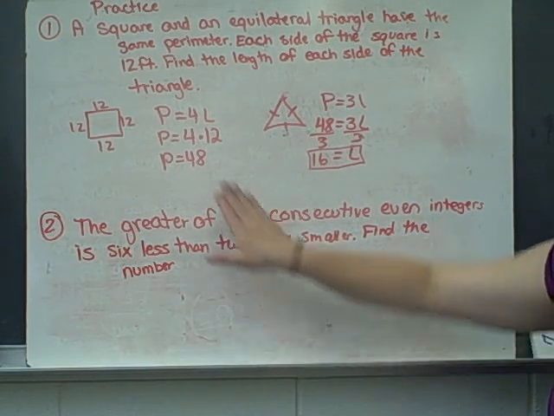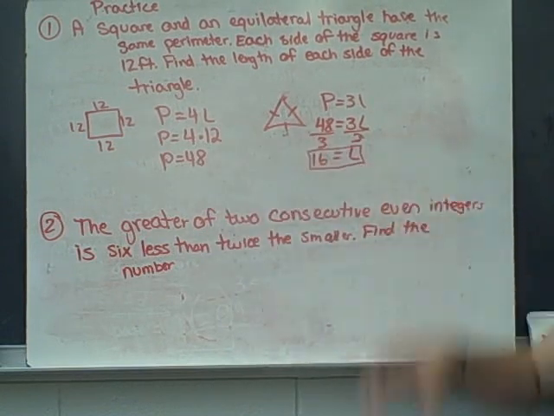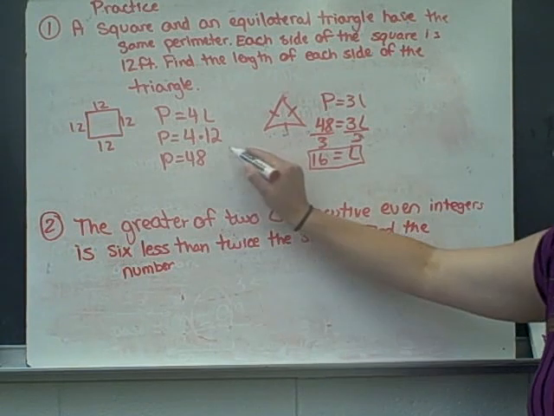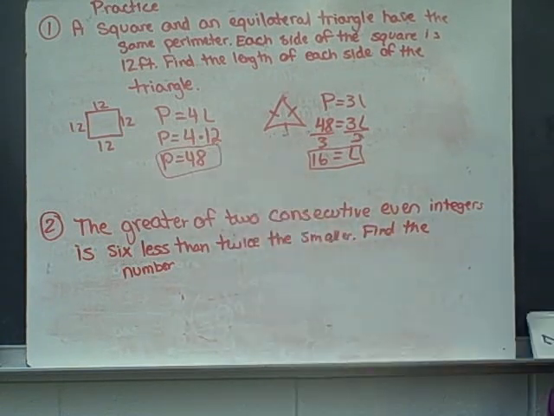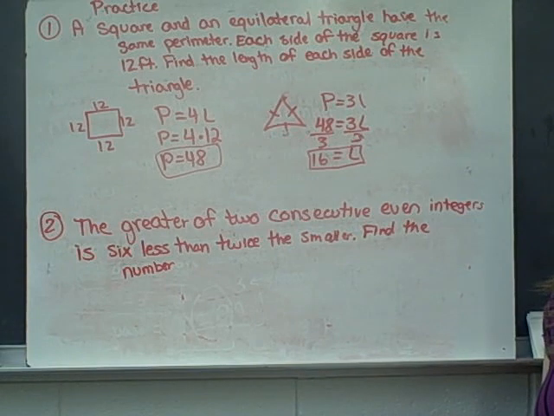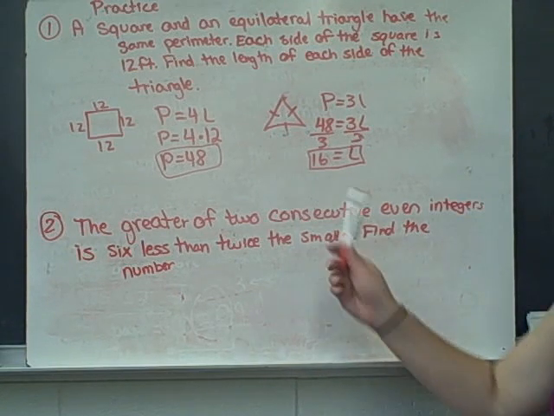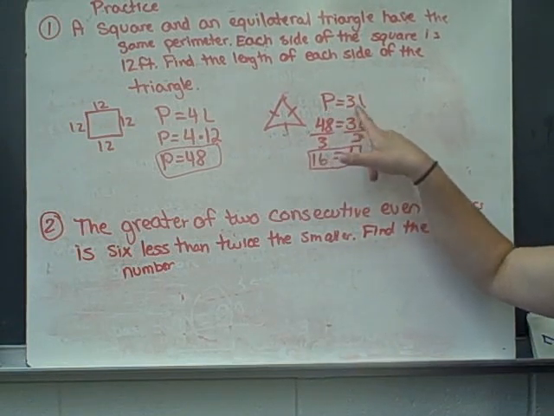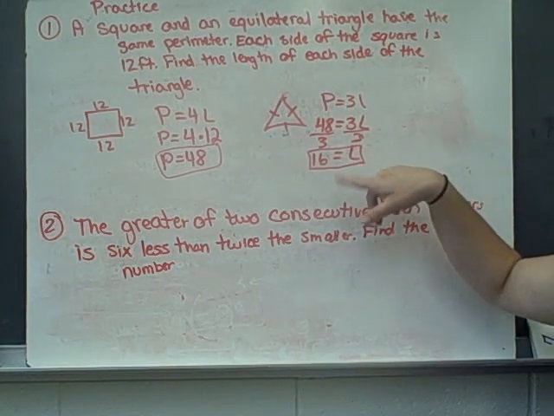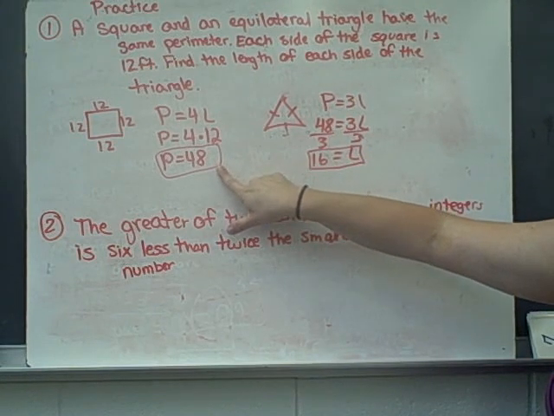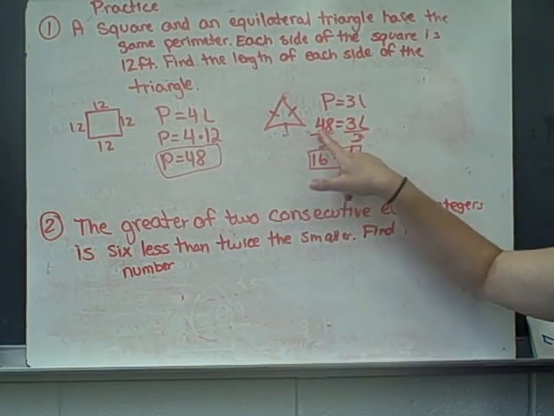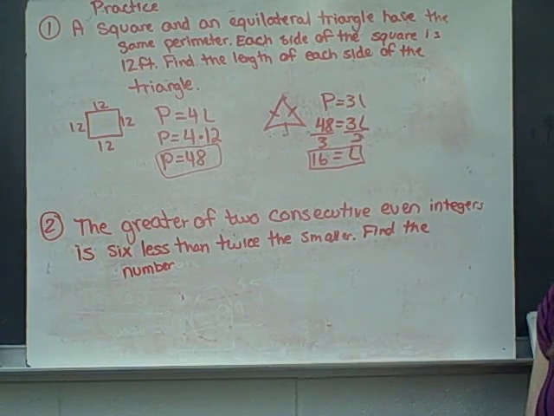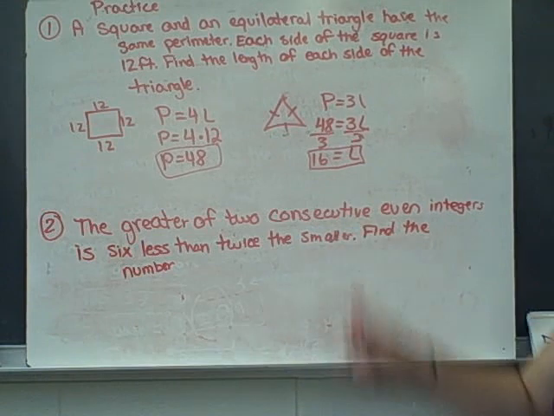Okay. We know that the square and the triangle have to have the same perimeter. So if the perimeter of the square is 48, okay, we're going to use that information to find each length of the equilateral triangle. An equilateral triangle has 3 equal sides, so my perimeter would be 3 times the length. So if I know that it has to have a perimeter of 48, I can plug that in. 48 equals 3 times L. And then I would divide by 3, and my length of my triangle would be 16.